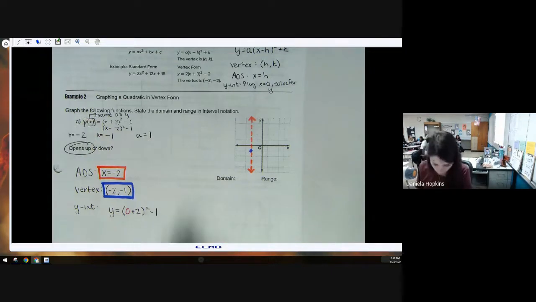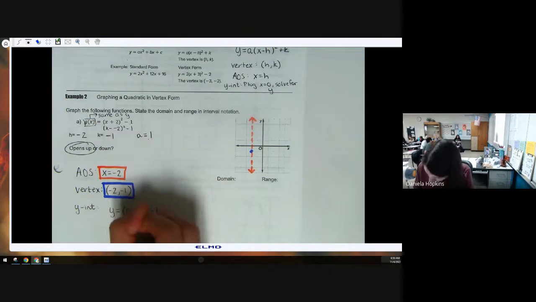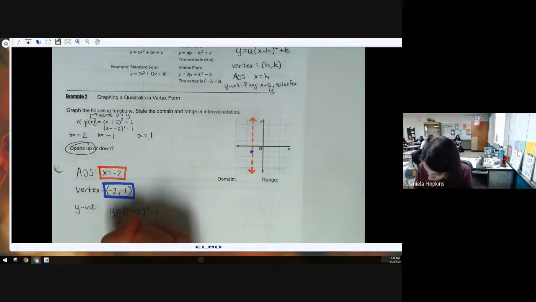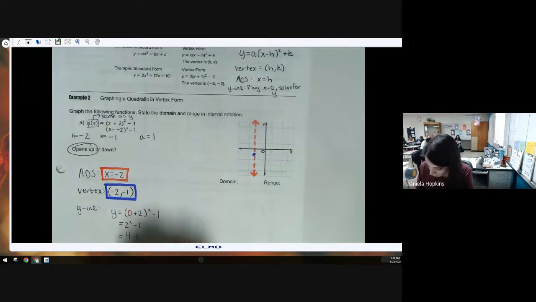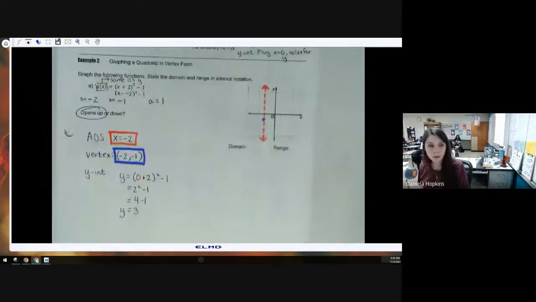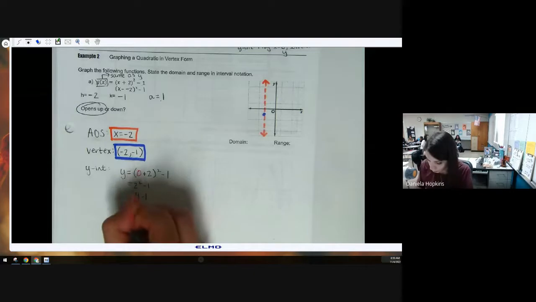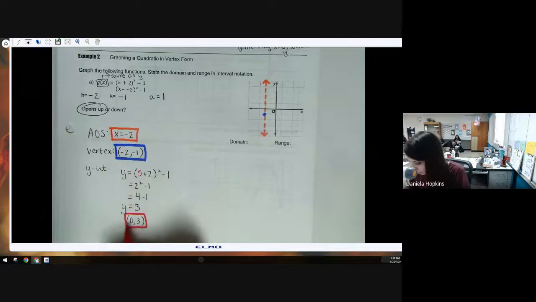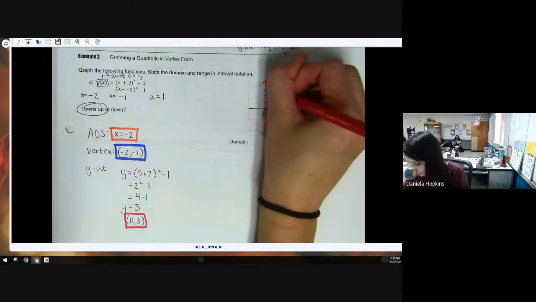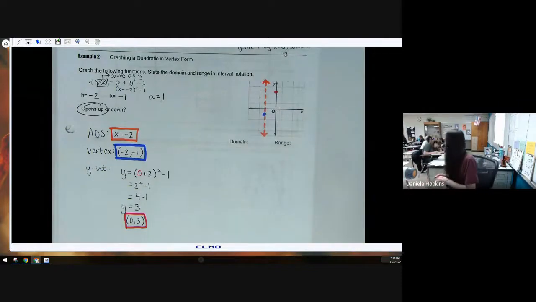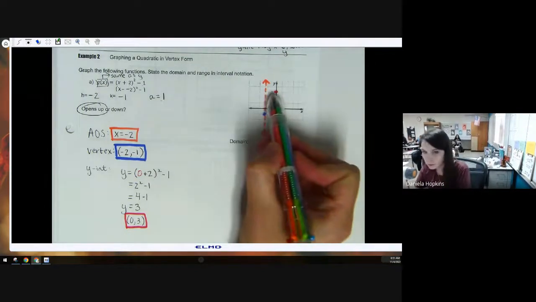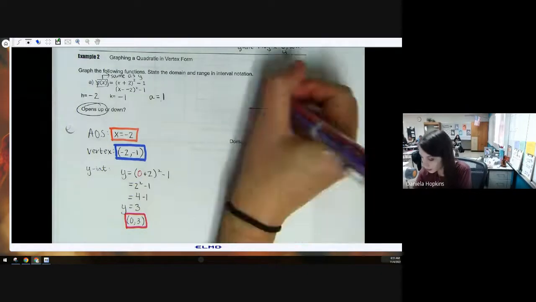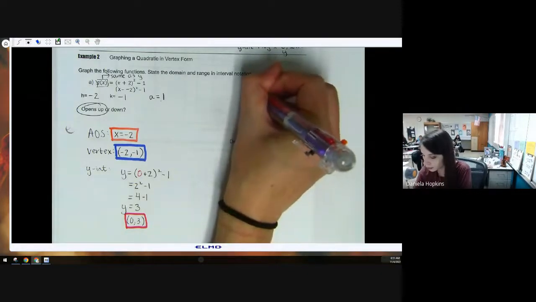What's 0 plus 2? 2. Okay, so I have 2 squared minus 1. What's 2 squared? 4. 4 minus 1, so I have equals 3. So my y-intercept is at y equals 3, or as an ordered pair, 0 comma 3. Are we okay with how I found that? Really, you just kind of cover up the x and solve for y. Okay, the last part. How many away from my axis of symmetry am I? 2. So then on the other side, I need to go 2 away, and I have a point here.